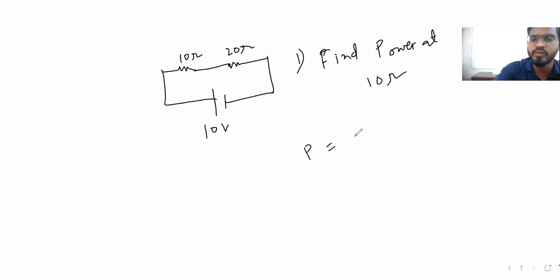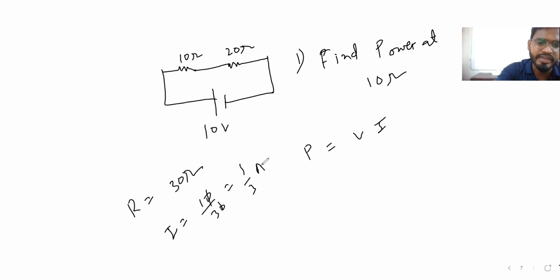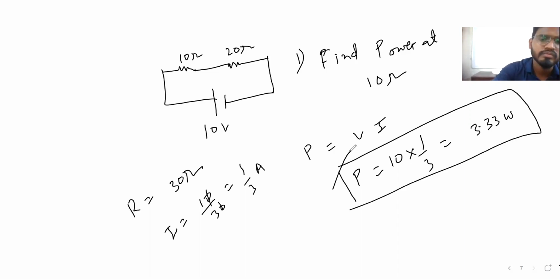So power is equal to V into I. Now what is the voltage here? We'll have to find current, and before finding current, we have to find resistance. Resistance is 30 ohm, because it is in series. Then I is equal to V by R, which is 1 by 3 ampere. So power is voltage into 1 by 3, so it is 3.33 watt. That's it. Power is equal to V into I. By this way we can find power.